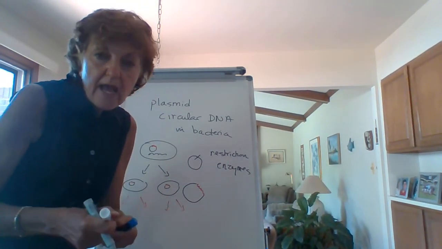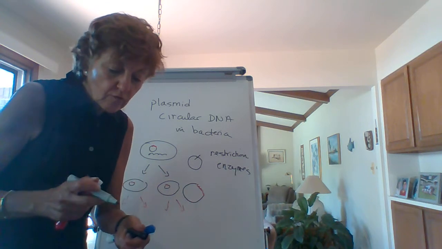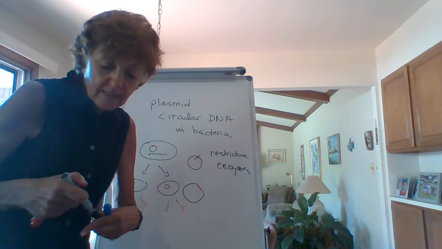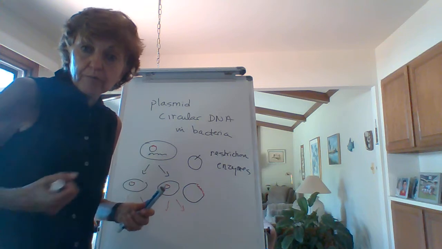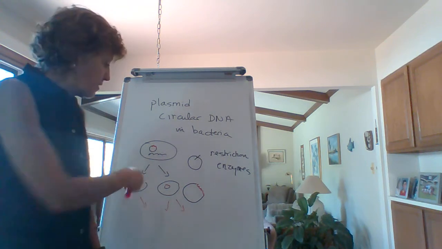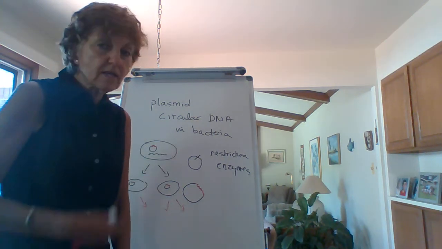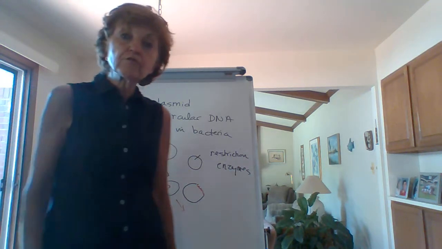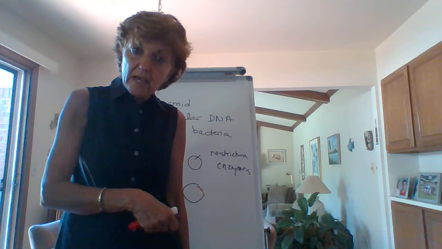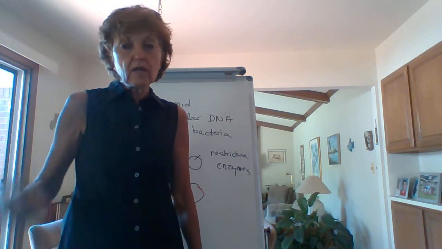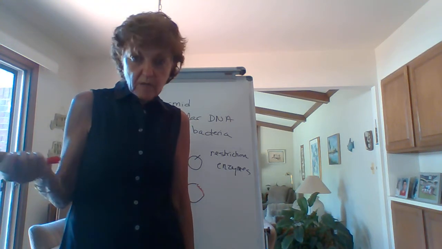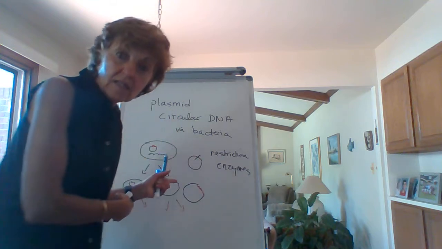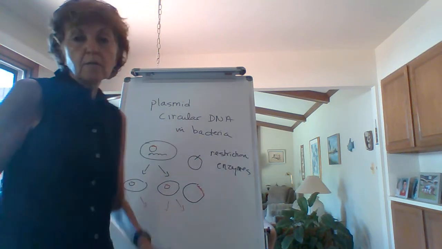All right. And then what you can do is trigger transcription translation, and then you get all the protein that you want after you translate this, and you got tons of insulin. So you don't have to depend on an animal's pancreas to get the insulin to give to all the diabetics of the world. You can actually synthesize it using plasmids.